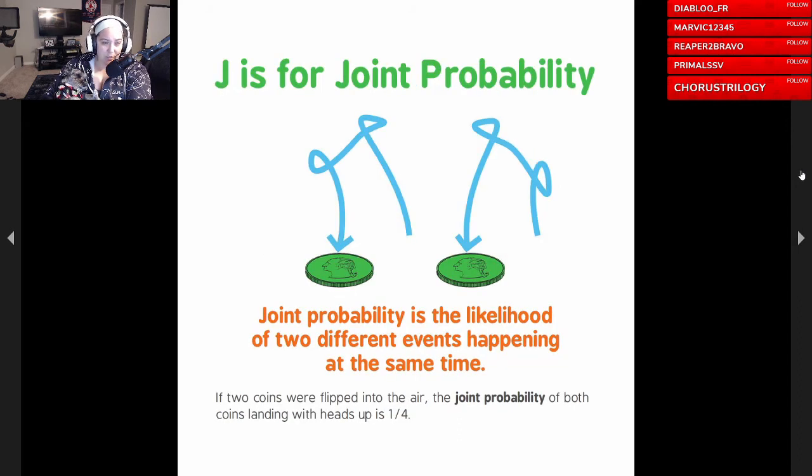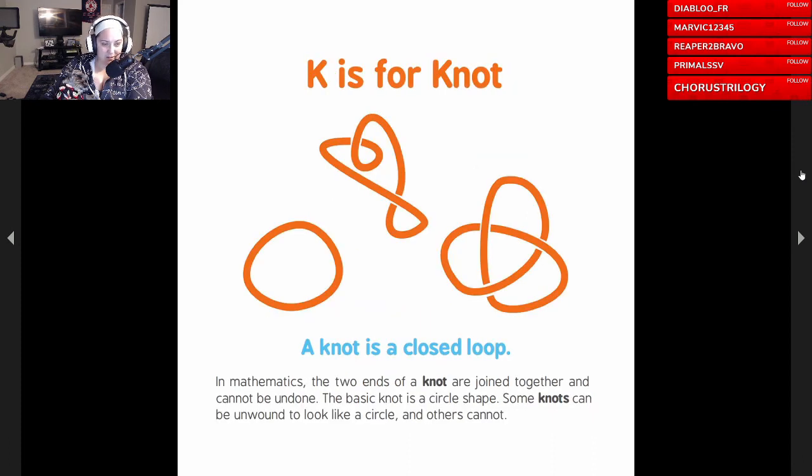J is for joint probability. Joint probability is the likelihood of 2 different events happening at the same time. If two coins were flipped into the air, the joint probability of both coins landing with a heads up is 1/4.